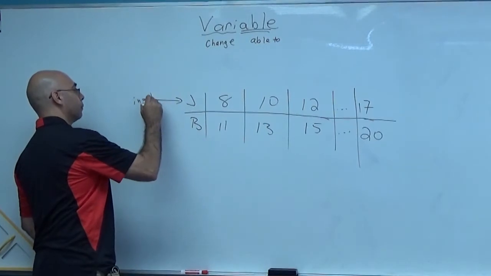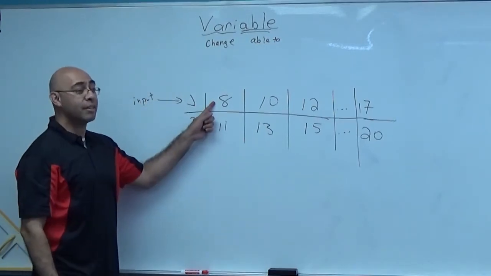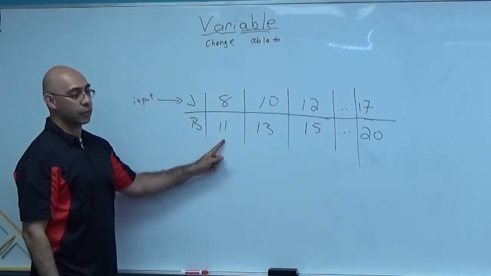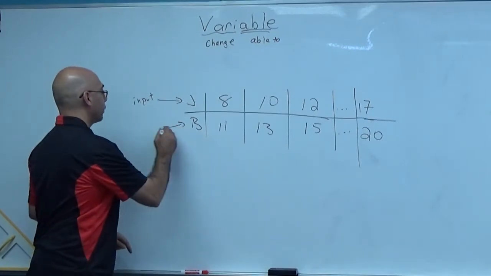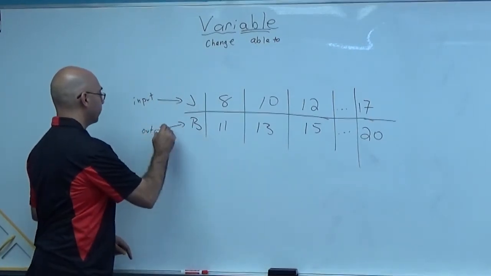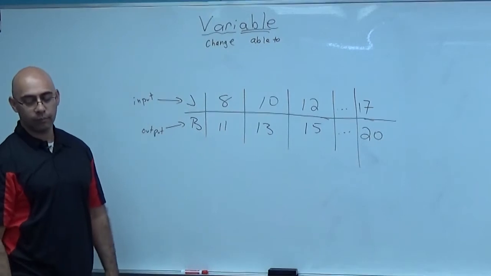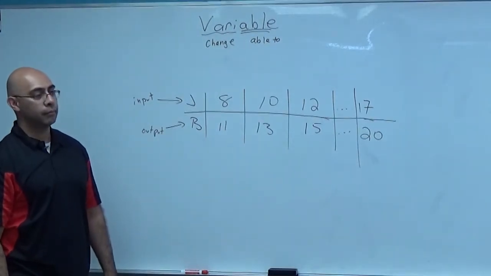So when you write it as a table, usually this number up here, we call that the input. Because we need to have this number before we can get this answer. They call this the output. Comprende?